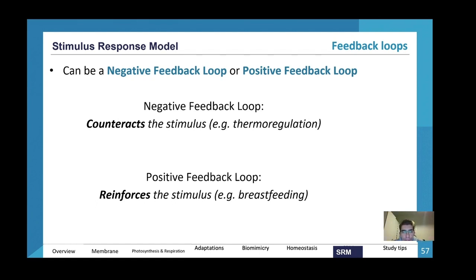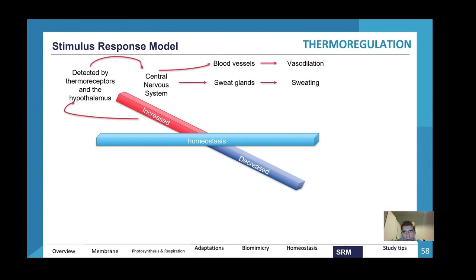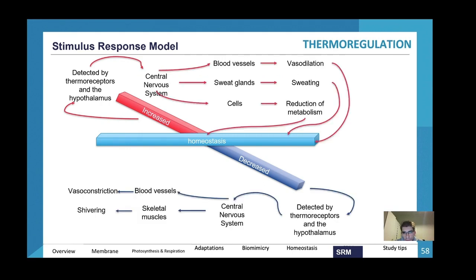Feedback loops can be negative feedback loops or positive feedback loops. Negative feedback loops counteract the stimulus, such as thermoregulation. Positive feedback loops reinforce the stimulus, such as breastfeeding. Let's look at thermoregulation for a bit.